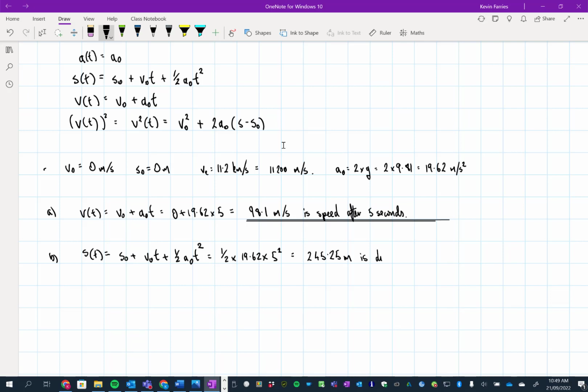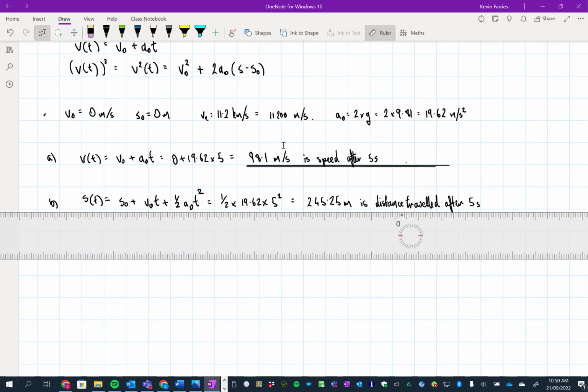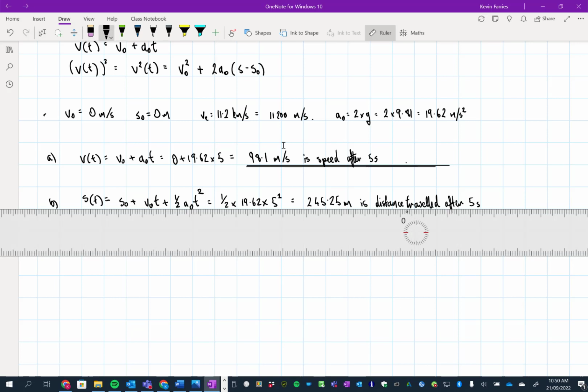That is the distance travelled, which is the same as the displacement in this particular case. It is the distance travelled after 5 seconds. I don't really need to write seconds in full, do I? After 5 seconds. Underline it. Now, what's it asking next?